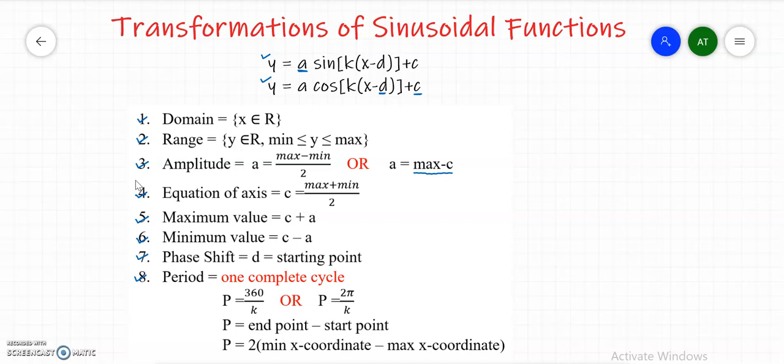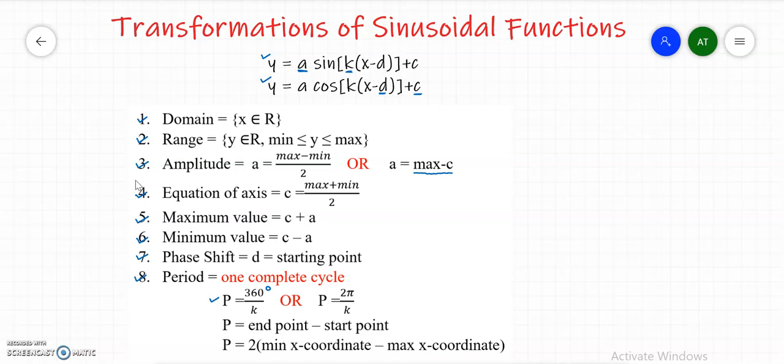If you know the K value in your equation, when the equation is given and the K value is given to you, you have to use the first formula of the period, that is 360 degrees over K when you are dealing with degrees. But when you're dealing with radians, you can say 2 pi by K is your period, right?